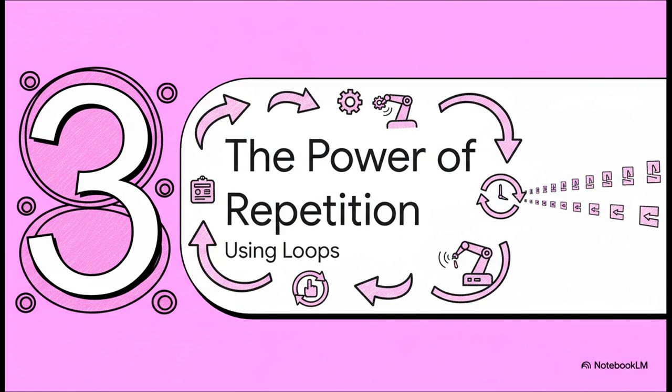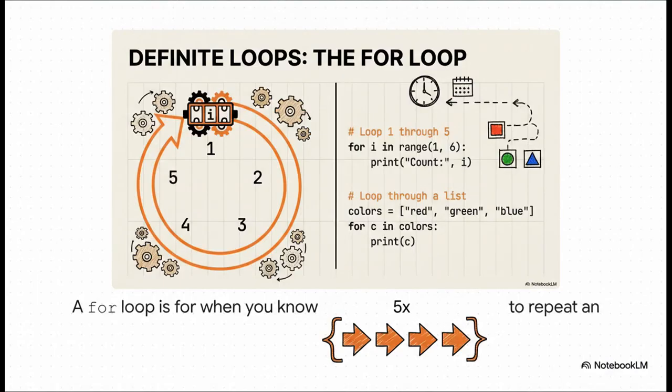Now, let's give it a superpower, the ability to do a task hundreds, even thousands of times without ever getting tired or making a single mistake. This is the power of loops. First up, we've got the for loop. This is your go-to tool for when you know the exact number of repetitions you need ahead of time.